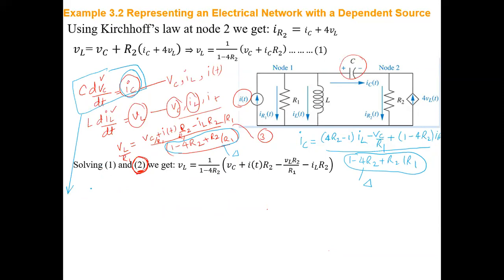So then how can I write this guy? I can write this guy as C dVC dt equals, what is my IC? So IC, IL, BC, and IT. So I have this guy, 4R2 minus 1, IL minus BC over R1 plus 1 minus 4R2 IT. Divided by delta. Right? You know what? I can get rid of this C here and I can say C delta.